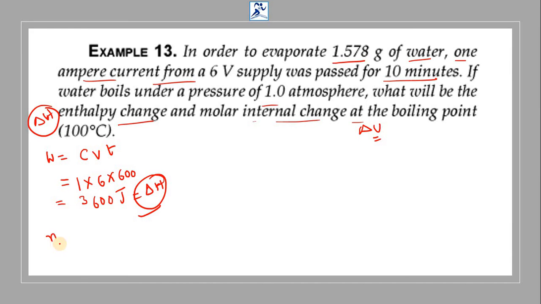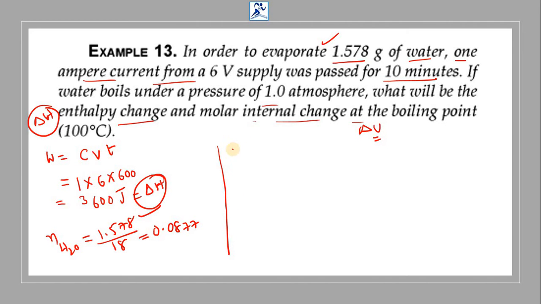Coming to the next point, the number of moles of water you can calculate from the mass given in the question, that is 1.578, divided by its molar mass. We will get an answer of 0.0877 moles. So we got the number of moles of water.